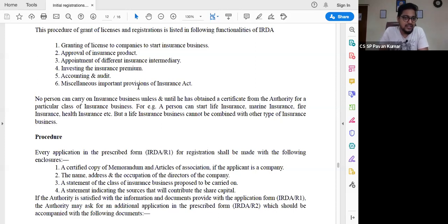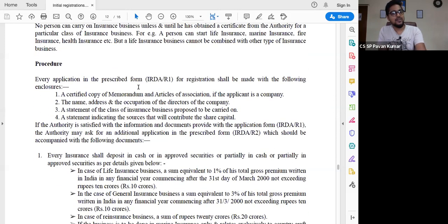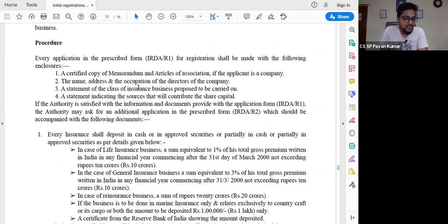Okay, no person can carry on a business activity unless and until he has obtained a certificate from the authority for this particular purpose. And if he has obtained a license for life insurance, then he can do only life insurance. He cannot do marine insurance or fire insurance. For whatever type of insurance he has taken, only that type of work this particular person is supposed to do.